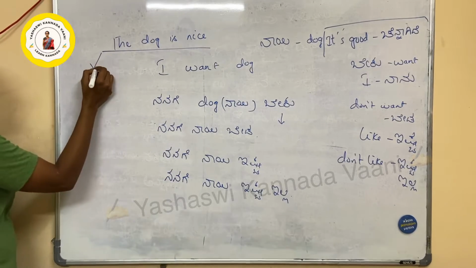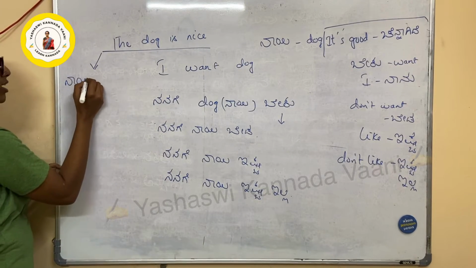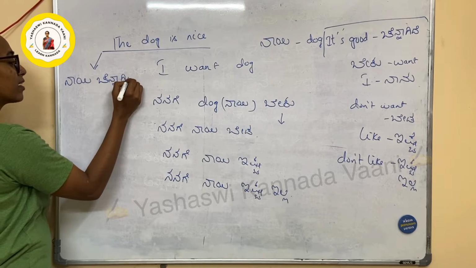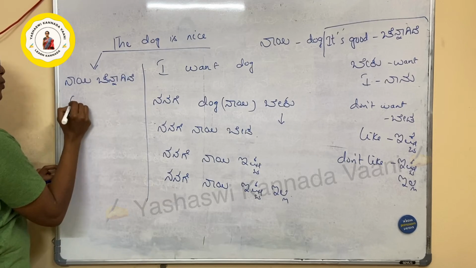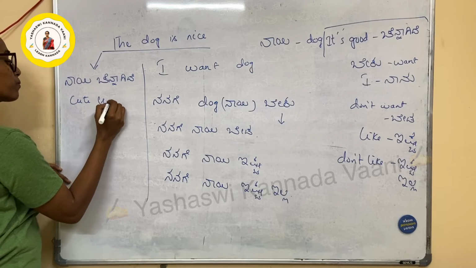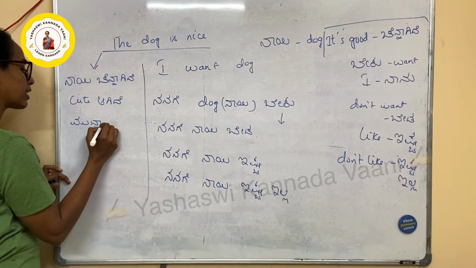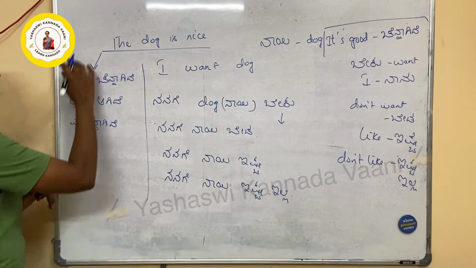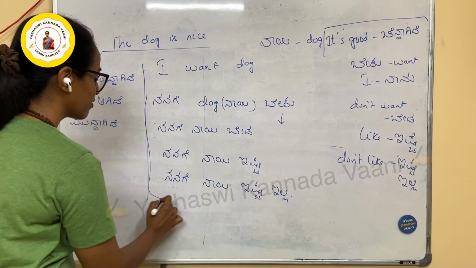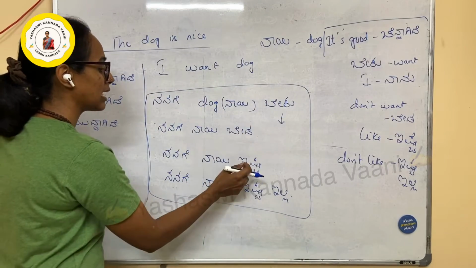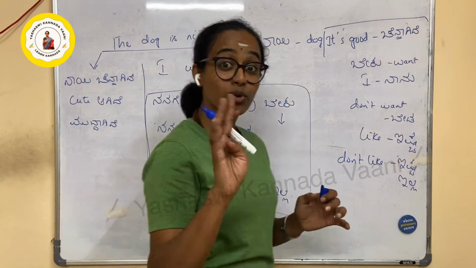So my sentence would be Nai chennagide. Nai cute agide. So cute is nothing but muddu. Nai muddagide. So if you don't remember these things also, see, we have done 4 sentences now. Just using beku, beda, ishta, ishta, illa, you could create 4 sentences.